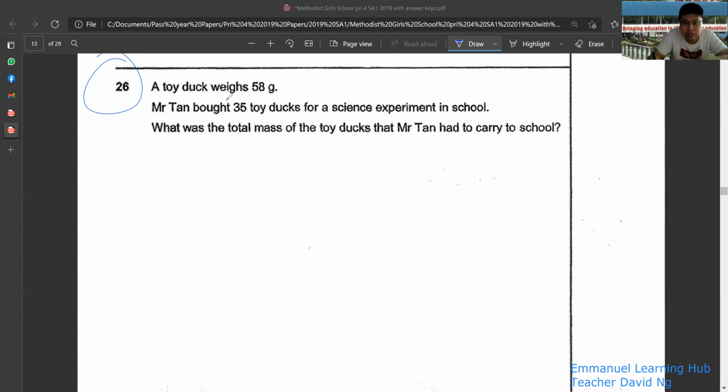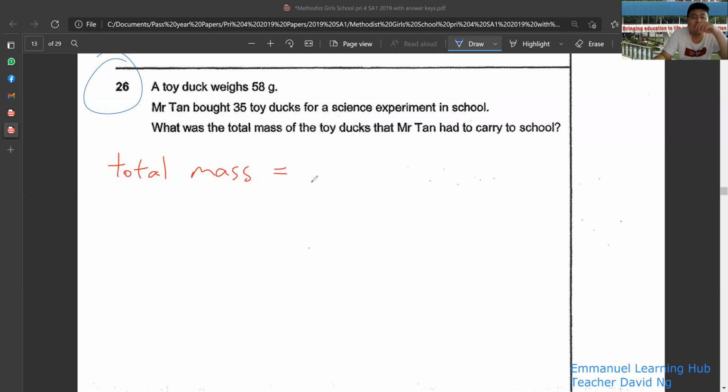Okay, a toy duck weighs 58 grams. Mr. Tan bought 35 toy ducks for a science experiment in school. What was the total mass of the toy ducks that Mr. Tan had to carry to school? You know how to do this question? No? You don't know? Very easy.